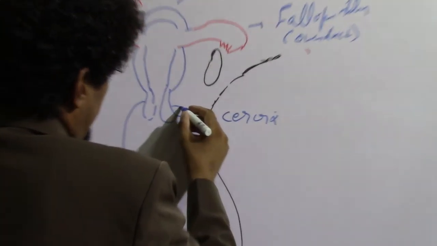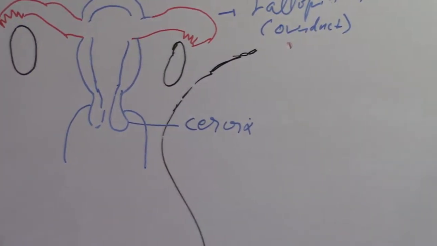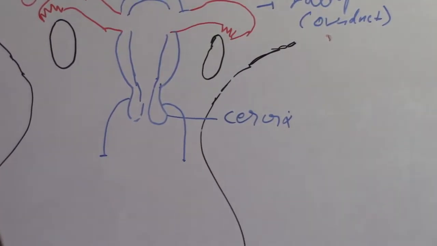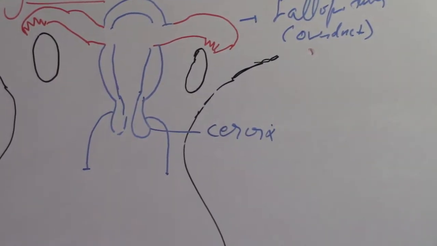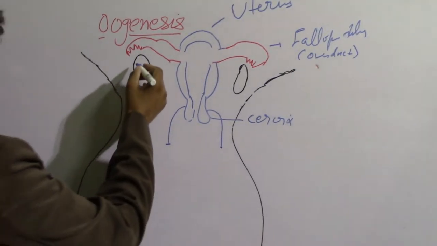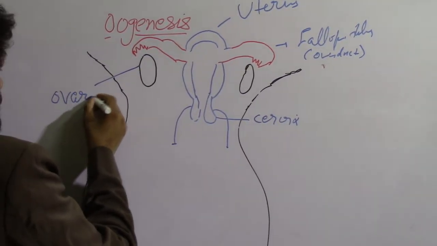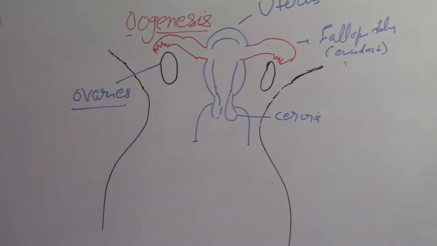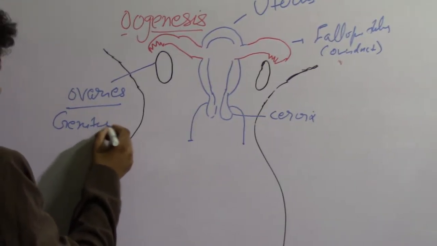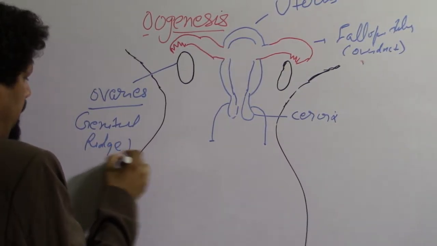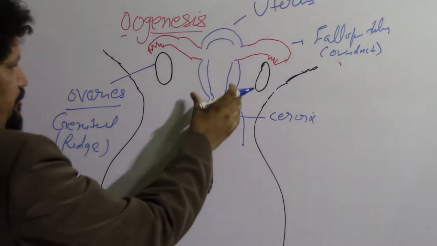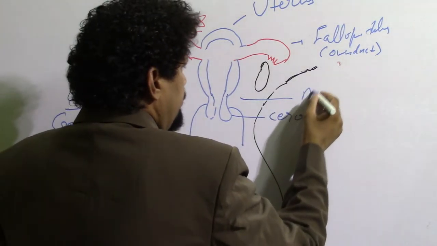This opens in a tubular muscular part, which opens in the external environment, the vagina. These flat ovoid structures, which are female gonads, are known as ovaries. Ovaries develop from genital ridge. And the remaining parts, fallopian tube and uterus, develop from Mullerian duct.